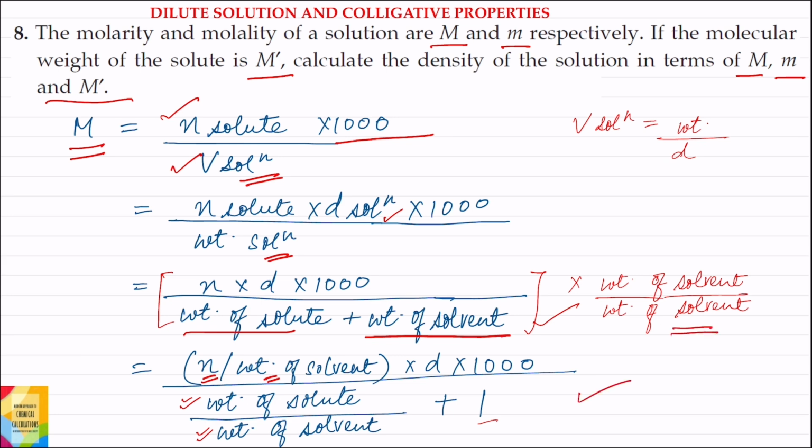ये जो डिनोमिनेटर में weight of solvent है वो हो जाएगा n divided by weight of solvent, this one. और ये जो न्यूमरेटर में weight of solvent है, this we can write as, ये जो पूरा weight of solute plus weight of solvent है, ये पूरा ही weight of solvent से divide हो जाएगा. So यहाँ हमें मिल जाएगा weight of solute divided by weight of solvent plus 1. Now moles of solute divided by weight of solvent into 1000, this gives molality.